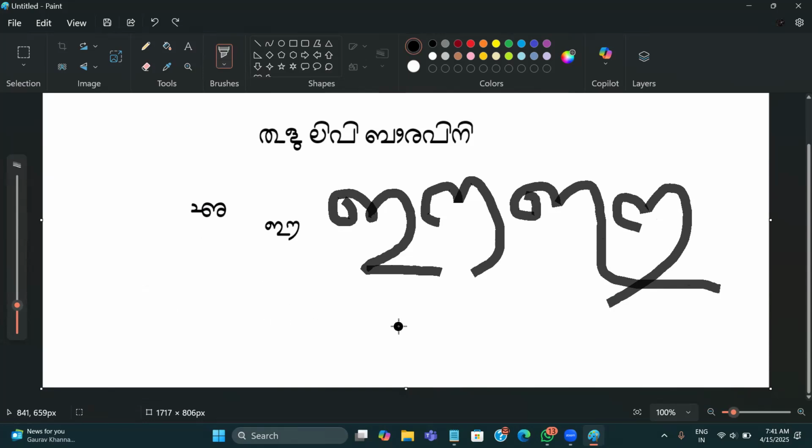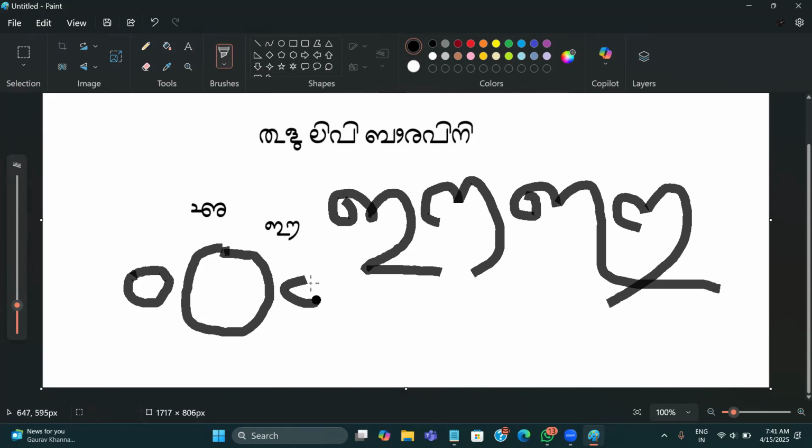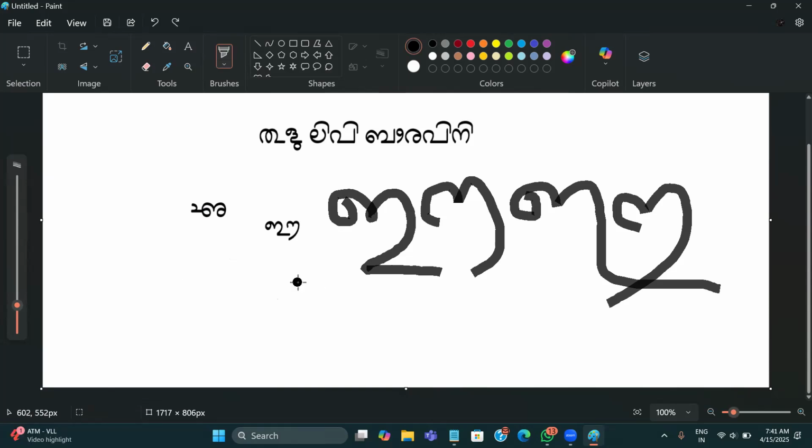I will show you again. Zero, this way. Firstly, one small zero, later one big zero, one small zero. I will show you again. It is not coming perfectly. One small zero, one big zero, one small zero. This is also E only.